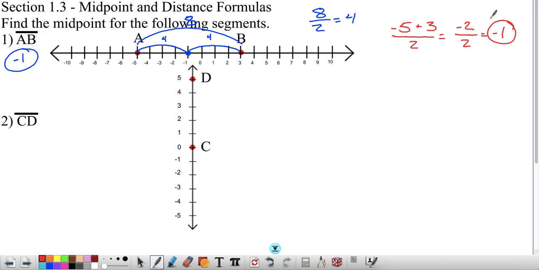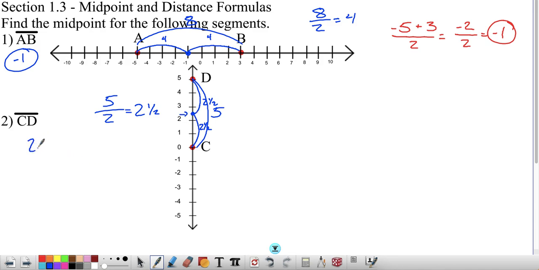Let's do that same thing with number 2, so segment CD. From C to D, it's 1, 2, 3, 4, 5 units. So when we take our 5 and divide it 2 ways, we come up with 2.5. So I have to count 2.5 from each space. So from 0 up 1, 2.5, so this is 2.5, and then from here to here should also be 2.5. Sure is. So our midpoint here actually is the number 2.5.